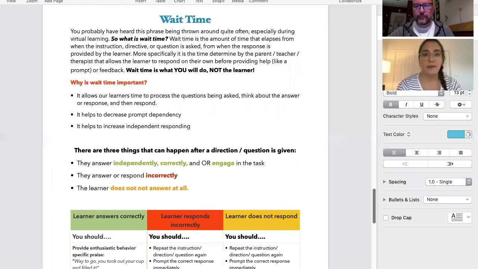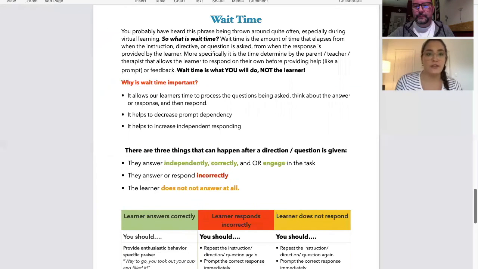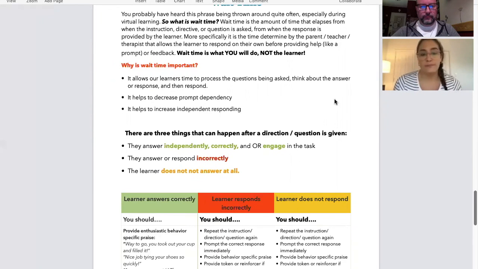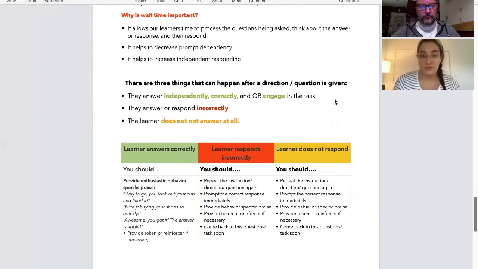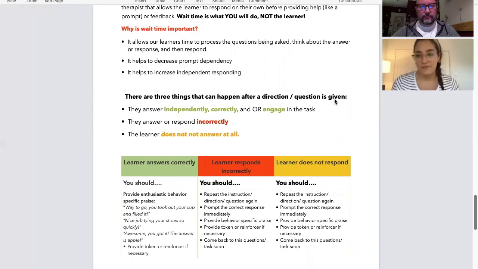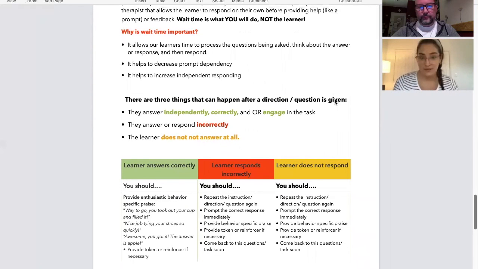But wait time is the amount of time that elapses from when the instruction, directive, or question is asked to when the response is given by the learner. More specifically, it is the time determined by the parent, teacher, or therapist that allows the learner to respond on their own before providing help or feedback. Wait time is what the adults do, what the teachers do, not what the learners do. Learners are not counting in their head for how long they should wait to respond to you.